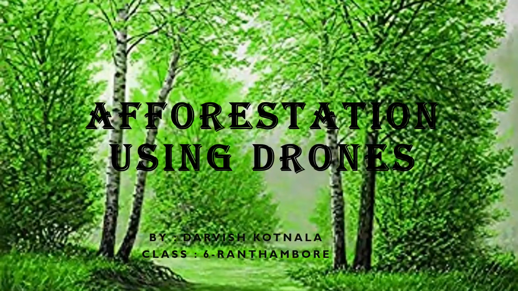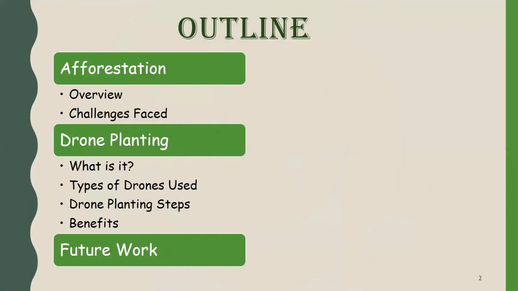Let's talk about my topic, afforestation using drones. Now, what is the outline? So the outline is first topic, afforestation overview and challenges faced. I would cover these both points in the afforestation topic, and then drone planting. I would cover what it is, types of drones used, and drone planting steps and its benefits. What are the benefits of drone planting? And at the end, I would tell about future work.